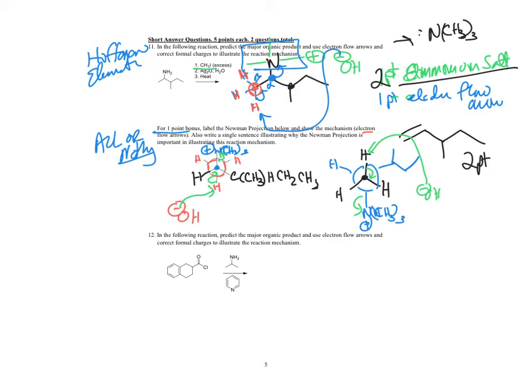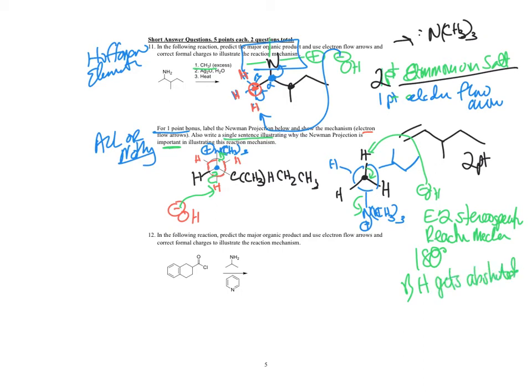And the explanation, a single sentence. I'm looking for that this is an E2 stereospecific reaction mechanism, and the beta hydrogen that gets abstracted must be 180 degrees anti-periplanar from the leaving group, which is your trimethylammonium salt.